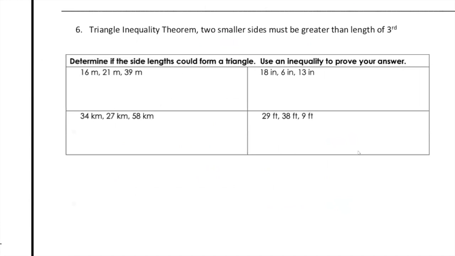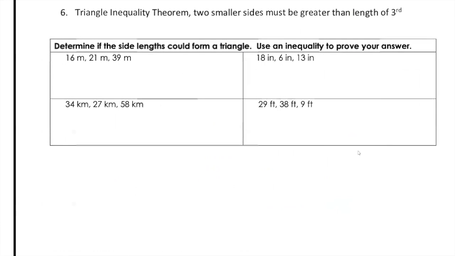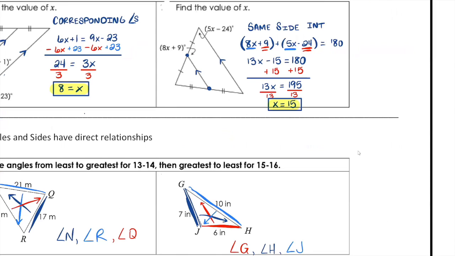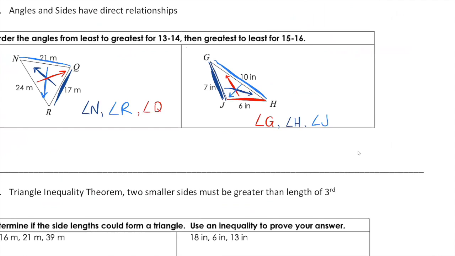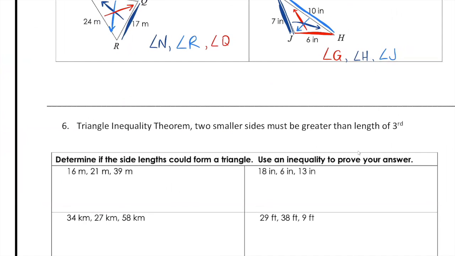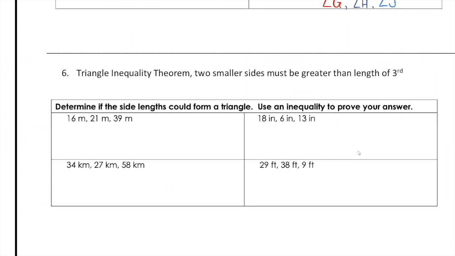What's wrong? Yeah. Triangle inequality theorem. Two smaller sides must be greater than the length of our third. What's our smaller sides here? What we do is for the X, we want to say yes or no. Is it enough to make a triangle? Yes or no.